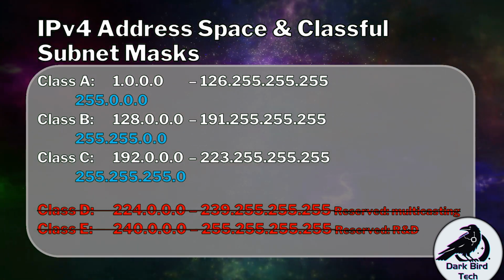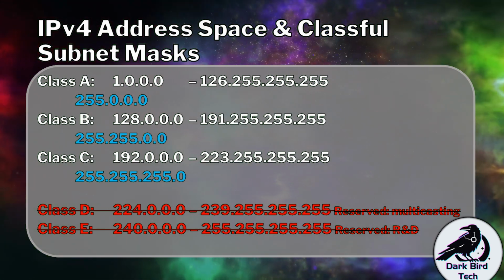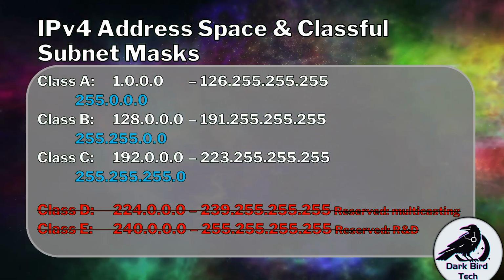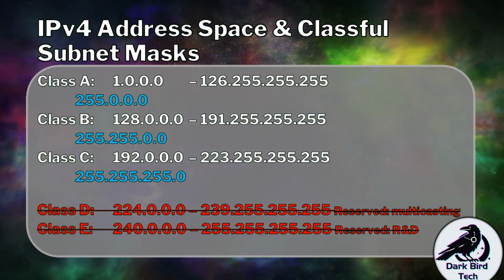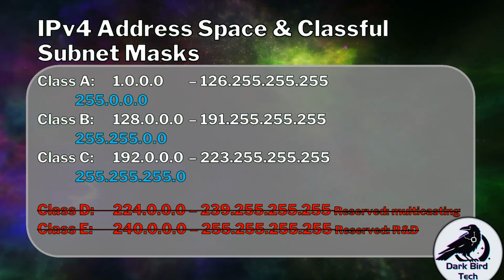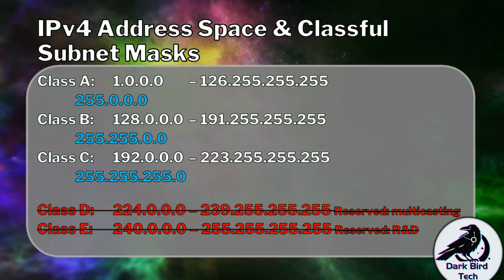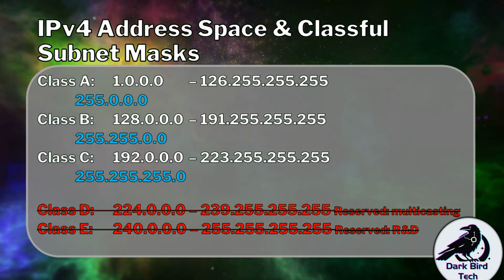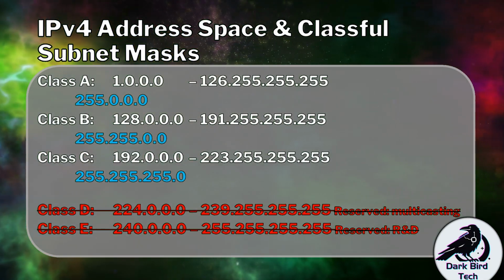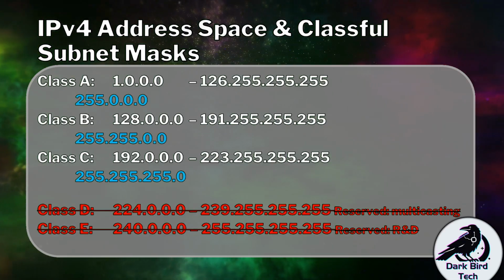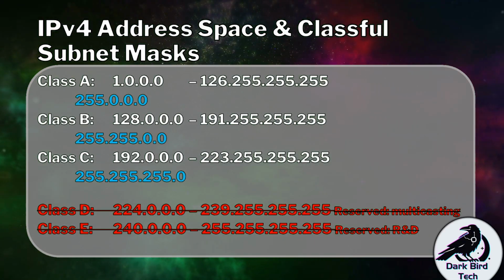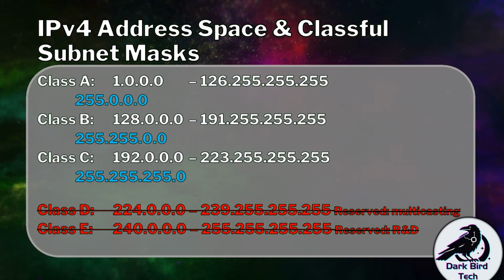A is the first letter of the alphabet. There is 1 255 in the subnet mask. B is the second letter of the alphabet. There are 2 255s in the subnet mask. And C being the third letter, there's 3 255s in the subnet mask. Because Class D and Class E aren't really available for use in ordinary network environments, they don't get Classful subnet masks. So that's why we put a line through them there.